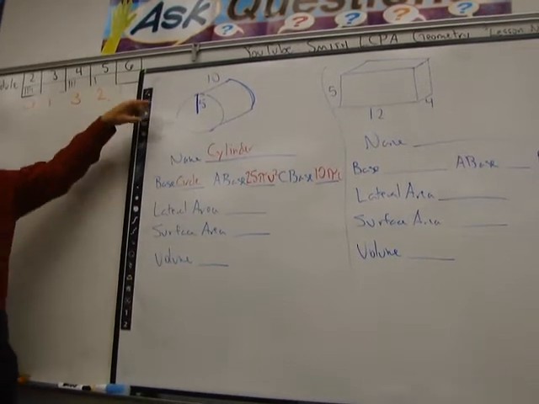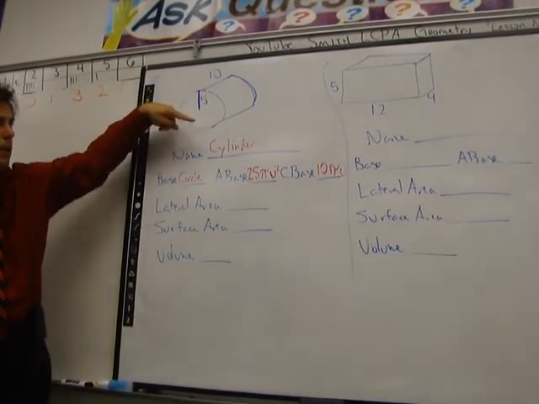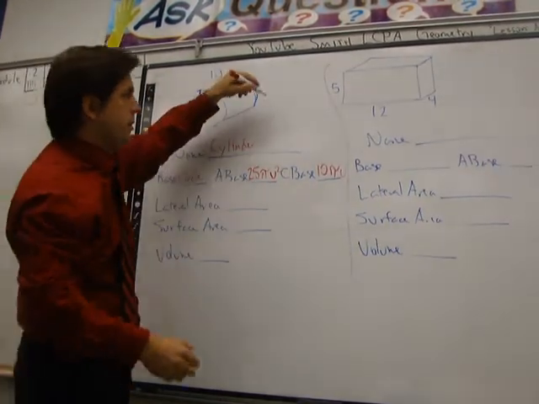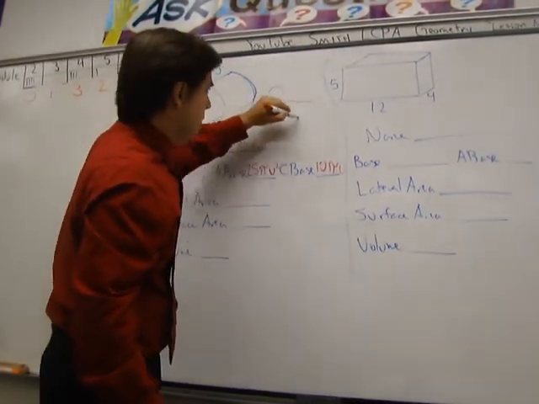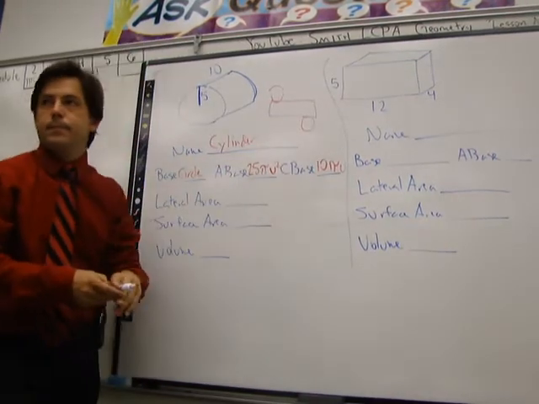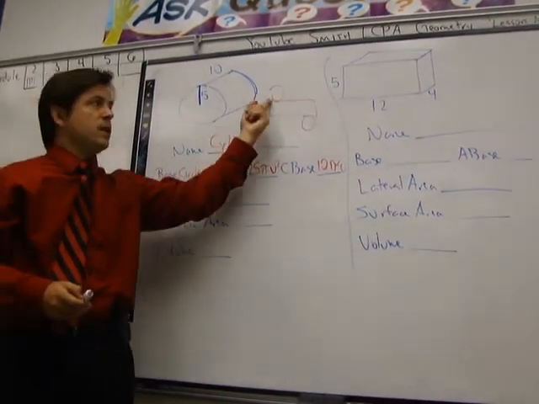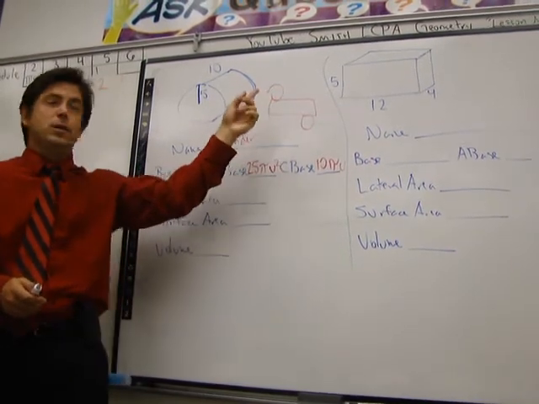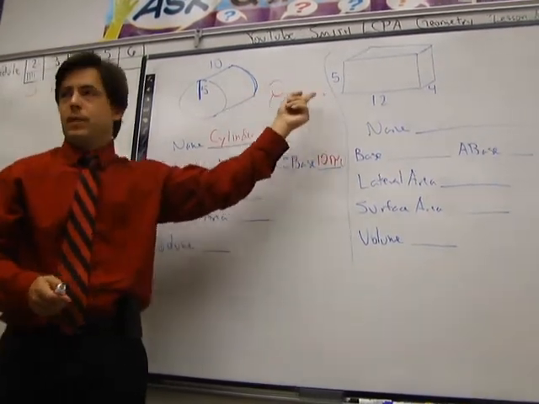Now I want you to think about this. This is the circumference, right? If I was to unravel this, what I would end up with is this shape right here, right? Correct. This rectangle has to wrap exactly around the circumference. Does that make sense? So what's the distance of this rectangle here?